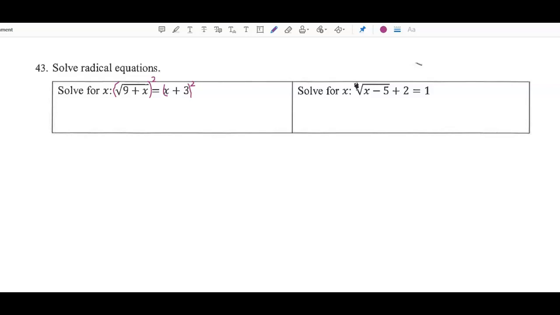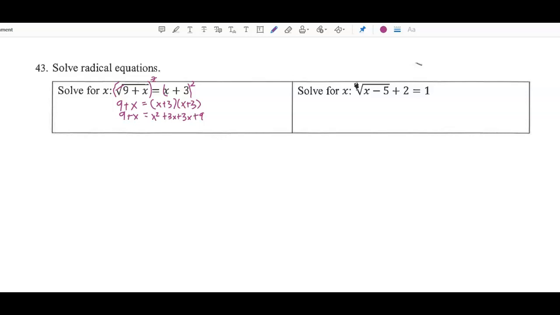When we do that, the square root and the square undo each other, and so on this side we're just left with 9 plus x. But here we have x plus 3 all squared, which remember is x plus 3 times x plus 3. So you're really going to have to do a FOIL here in order to get this side figured out. So let's go ahead and FOIL that through. So x times x is x squared, and then plus 3x, plus another 3x, and then plus 9.